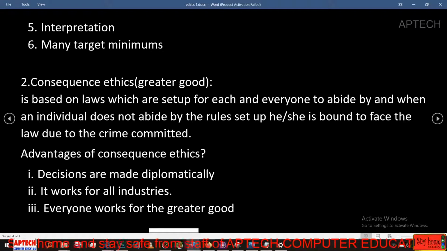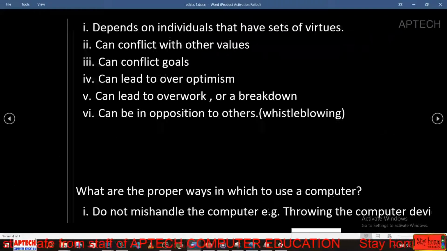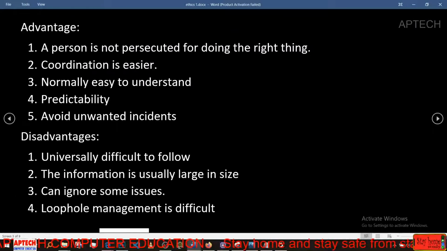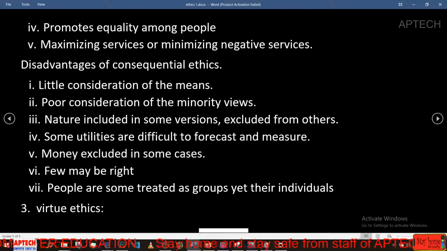Now, advantages of consequence ethics. Decisions are made diplomatically. So here it's based on how many people say, okay, this is supposed to be right, this is supposed to be wrong. It works for all industries. So there are many industries that use this type of method. Everyone works for a greater good, so each and everyone is working for a particular decision to come through.